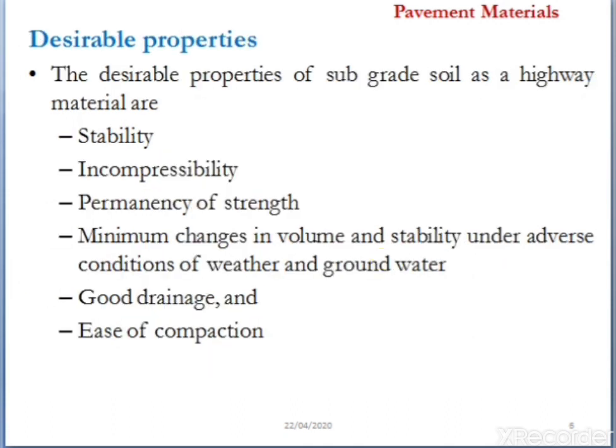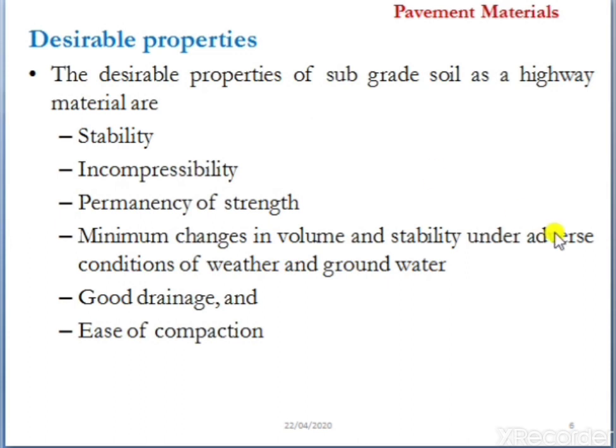So, desirable properties. What are the properties of a subgrade soil which is used in the construction of highways? So the desirable properties of subgrade soil as a highway material are stability, incompressibility, permanency of strength, minimum change in volume and stability under adverse conditions of weather and groundwater, good drainage and ease of compaction.